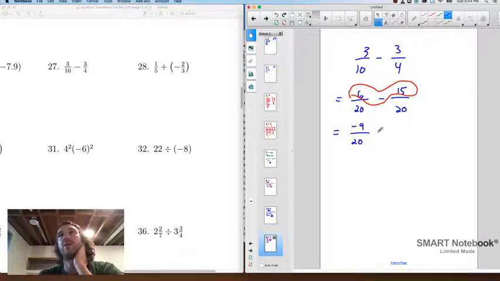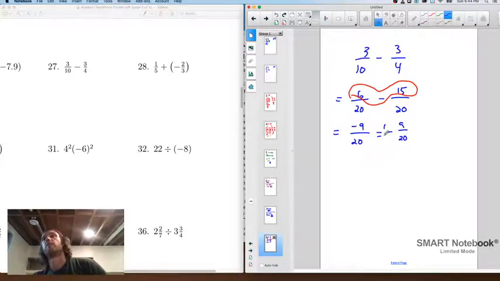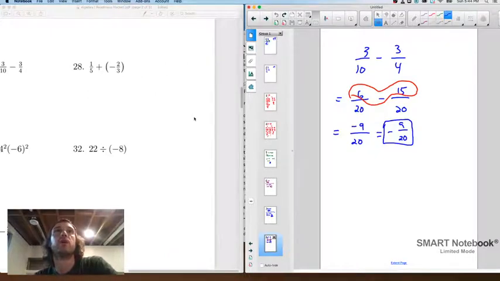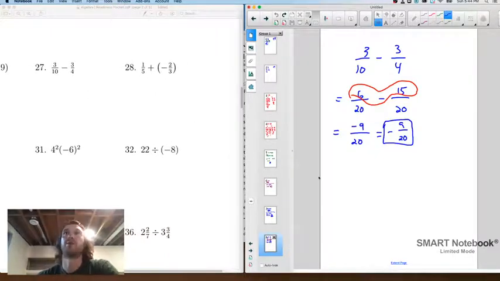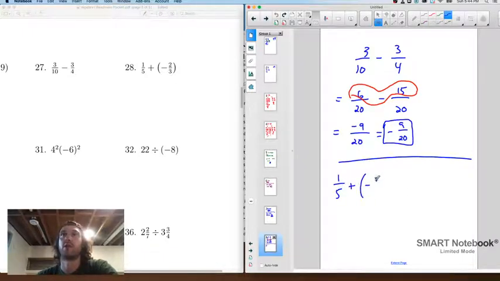Okay, negative 9 over 20, it's the same thing as writing negative 9 20ths. There's our answer. Super. And the last one, 1/5 plus negative 2/3.